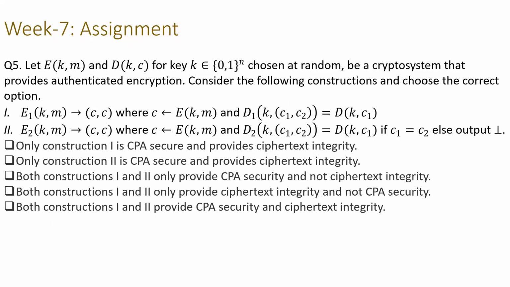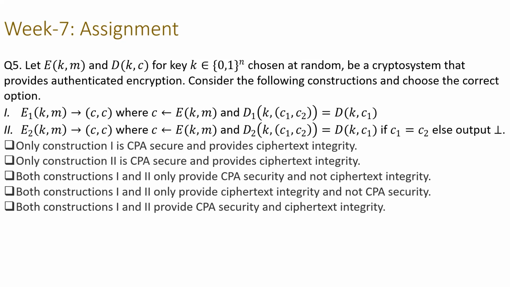Next question: let E(K, M) and D(K, C). Obviously E is the encryption algorithm, D is the decryption algorithm, K is the key, M is the plaintext, and C is the ciphertext. For a key K, an n-bit binary string chosen at random, let this be a crypto system that provides authenticated encryption. Consider the following constructions and choose the correct option.